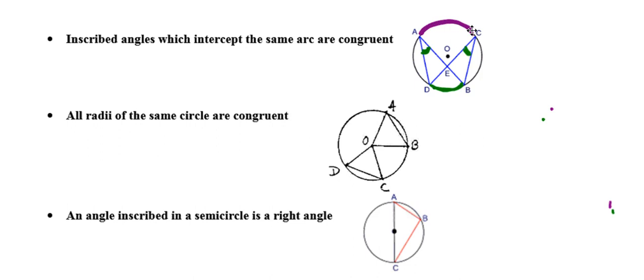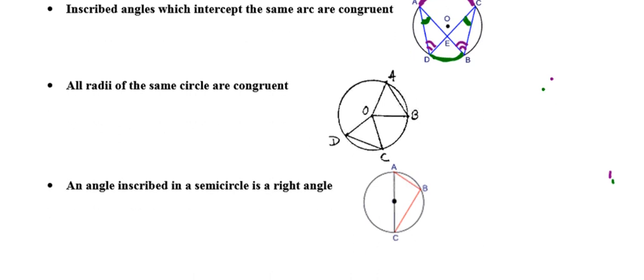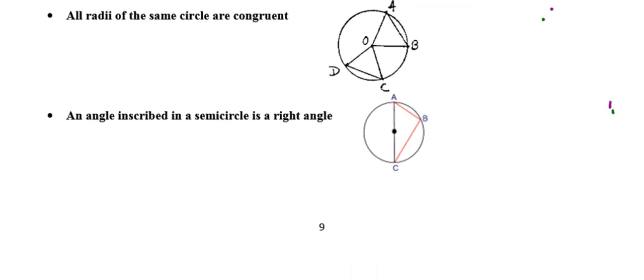Likewise, if I take a look at the purple arc, the inscribed angles that intercept the purple arc are angle D and angle B. And because they are two inscribed angles that intercept the same arc, they have to be congruent. The next one we've seen and used in problem solving: all radii of the same circle have to be congruent. So since segment OA is a radius, OB is a radius, OC is a radius, and OD is a radius, we know that all four of those segments must be congruent.